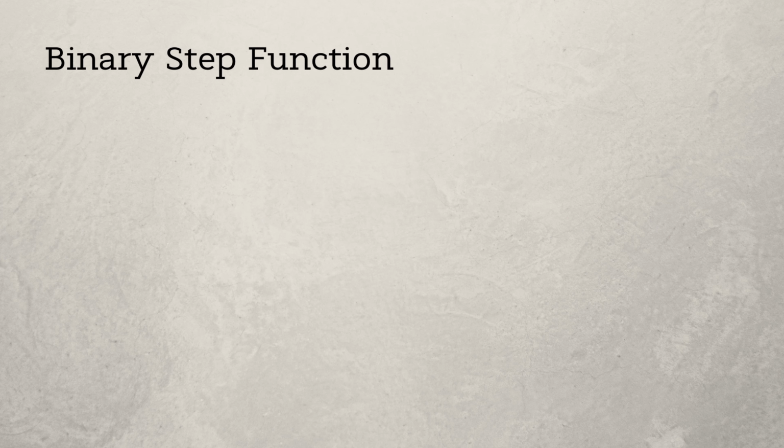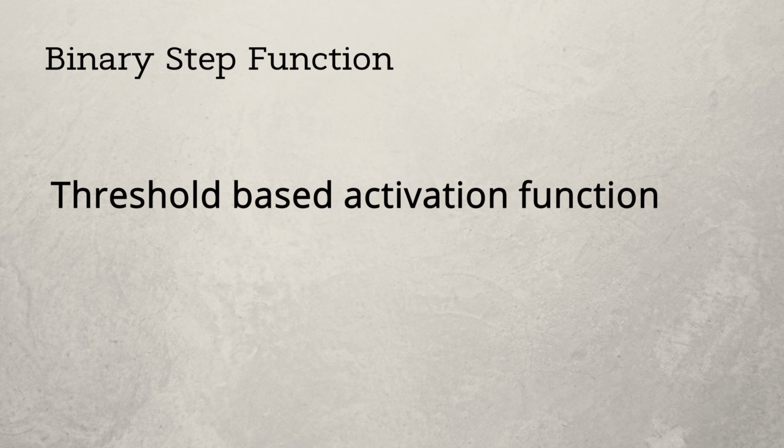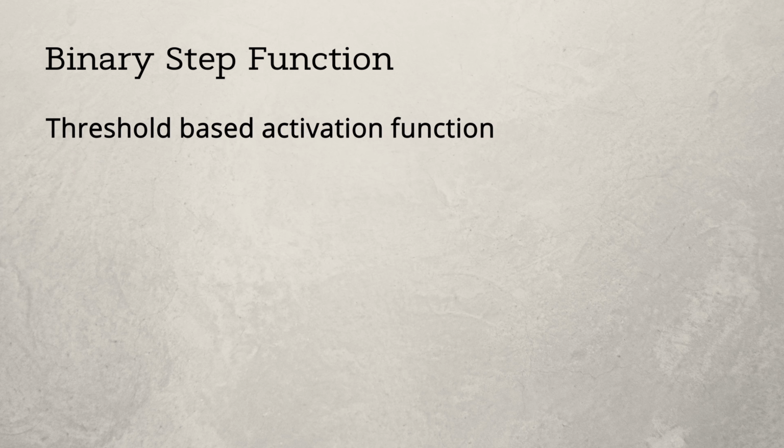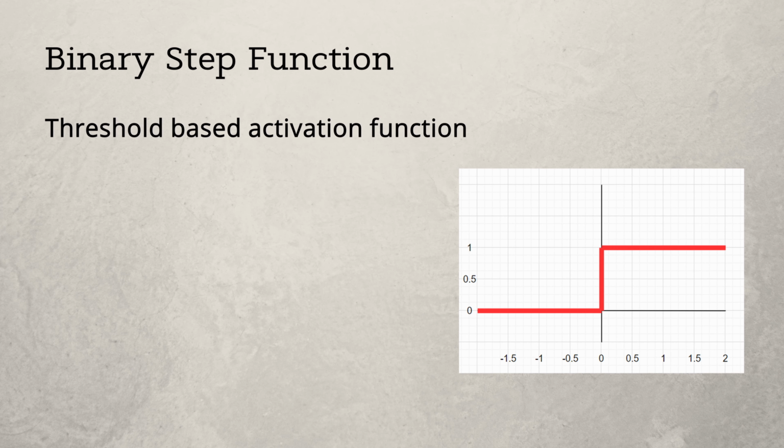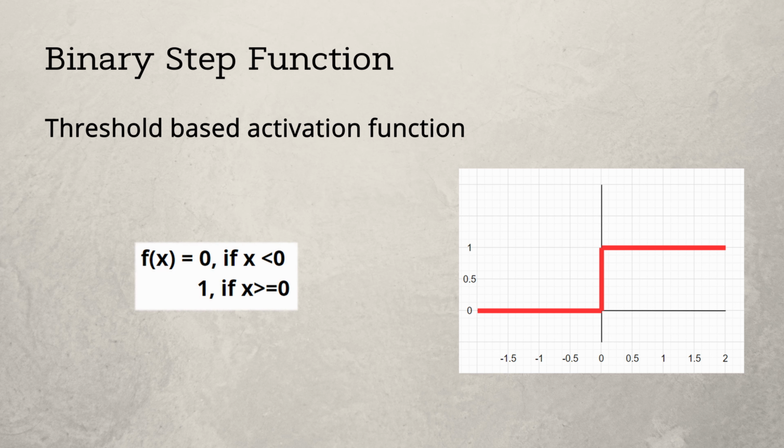Let us look at the different activation functions one by one. Binary step function. The binary step function is a threshold-based activation function, which means that the neurons are activated above a certain threshold. If the value is below a certain threshold, the neurons are deactivated. We can represent it mathematically as follows. The binary step function is used when we want to create a binary classifier. This is also one of the limitations of binary step function, as it cannot be used when there are multiple classes in the target variable.